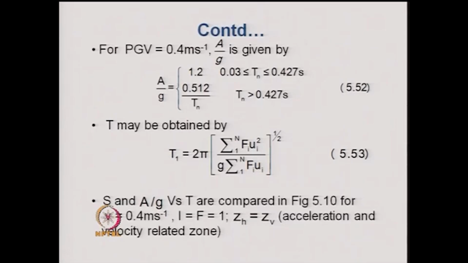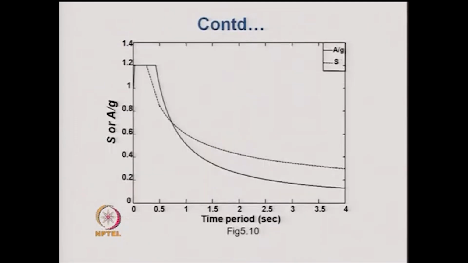The S and A by G versus time are compared for V equal to 0.4 meter per second, that is for peak ground velocity equal to 0.4 meter per second, and for I equal to F equal to 1, and ZH equal to ZV, that is acceleration and velocity related zones. For that the curve is shown over here, and one can see that the S curve basically gives a higher value than SA by G.